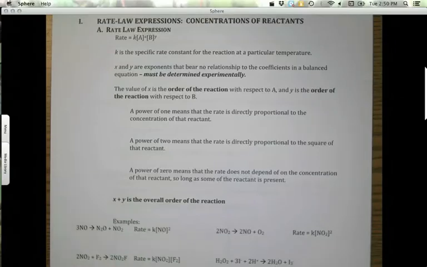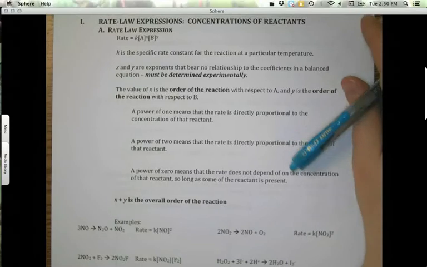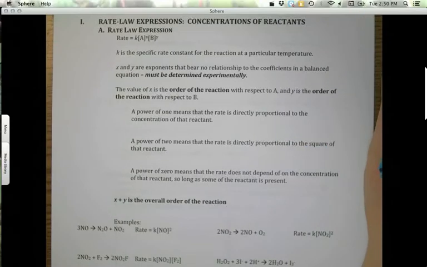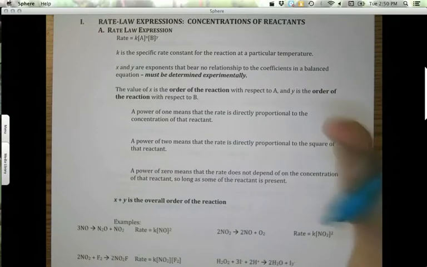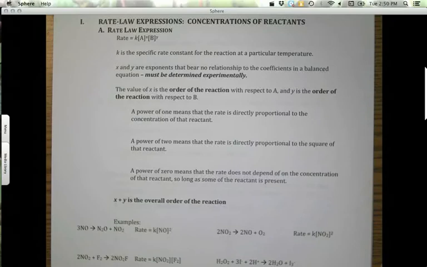Alright, we're going to talk some more about kinetics. In other words, how a faster reaction occurs. And what we're going to talk about today are rate law expressions. This is going to be different than that equilibrium expression, although you might think they look a little similar. So, here we go.